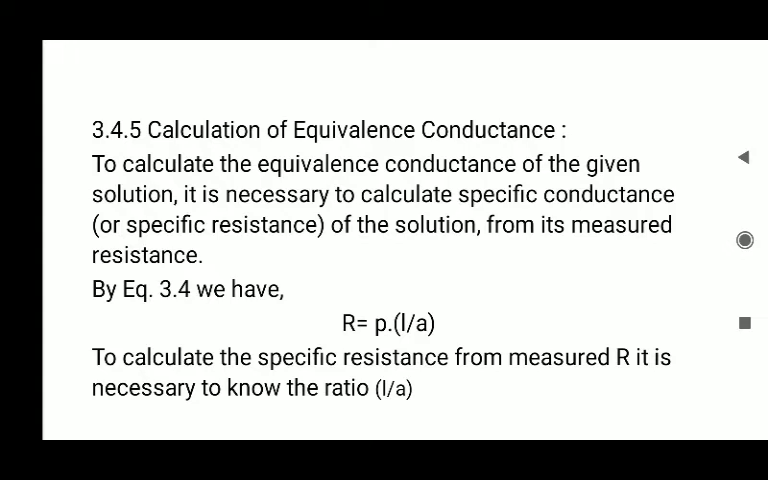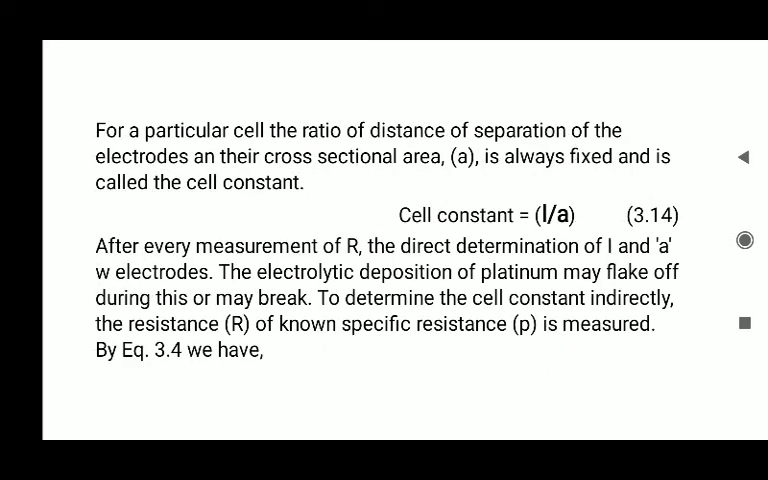For a particular cell, the ratio of the distance of separation of the electrodes and their cross-section area is always fixed, and it is called the cell constant. Therefore, cell constant is equal to l upon a. After every measurement of R, direct determination of l and a will spoil the electrode. The electrolytic deposition of platinum may flake off during this or may break.